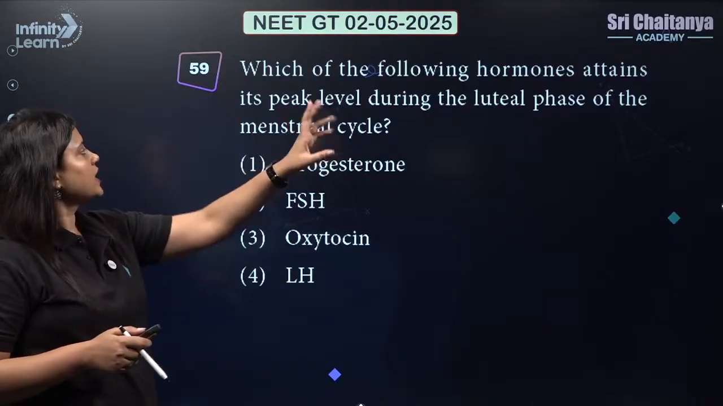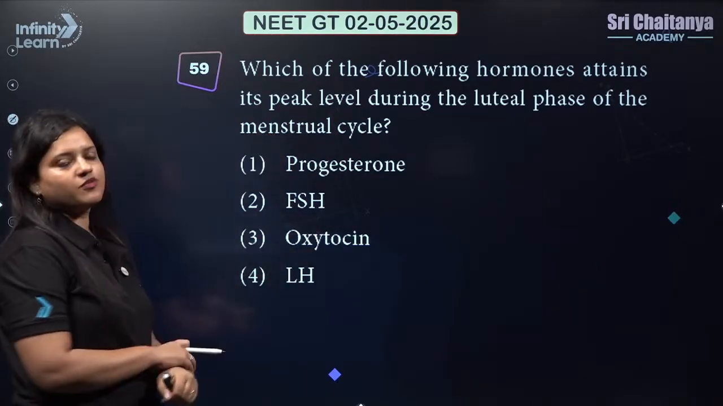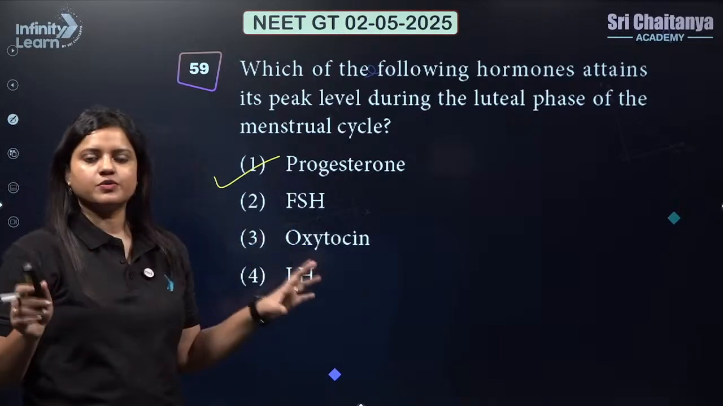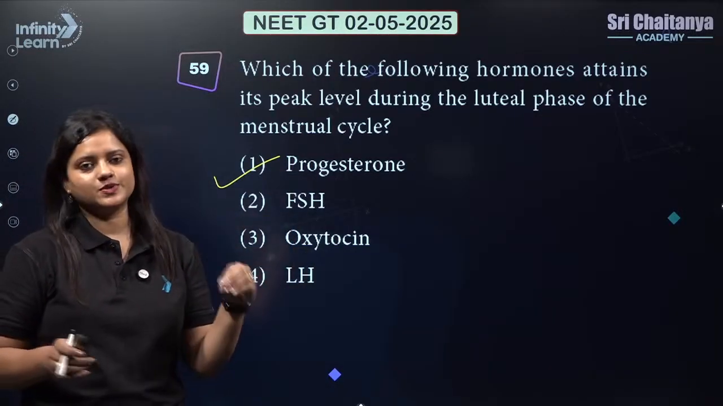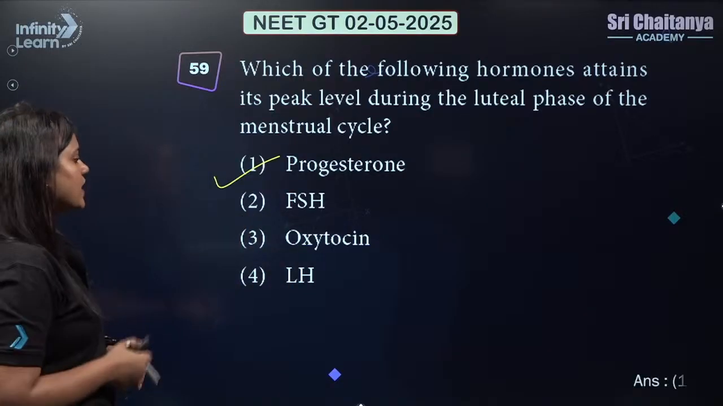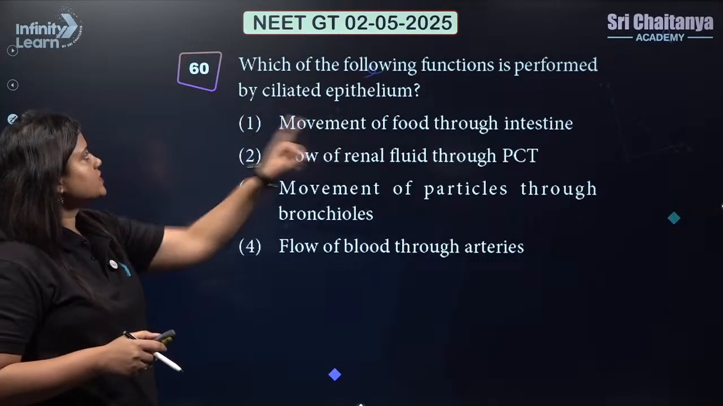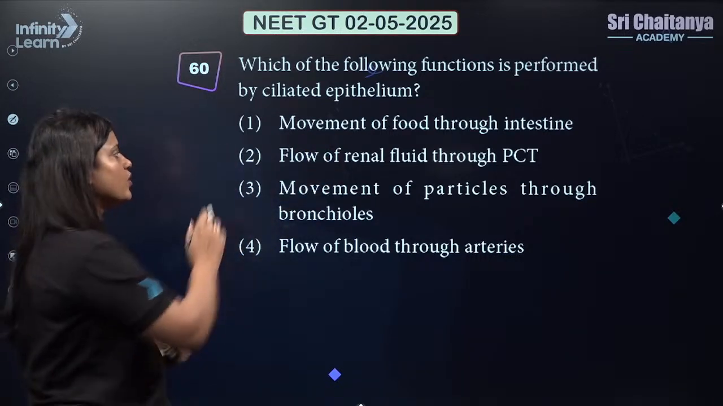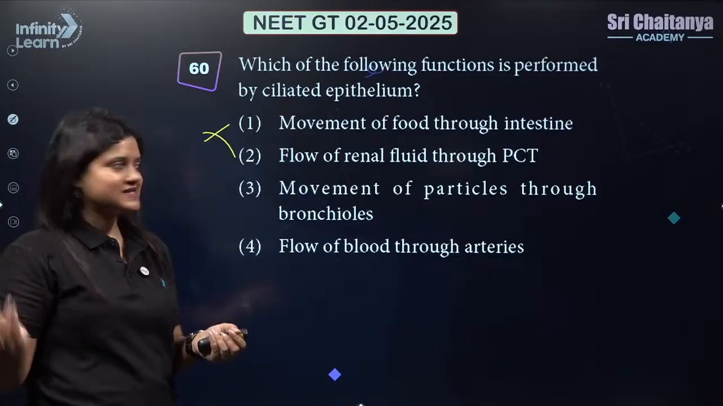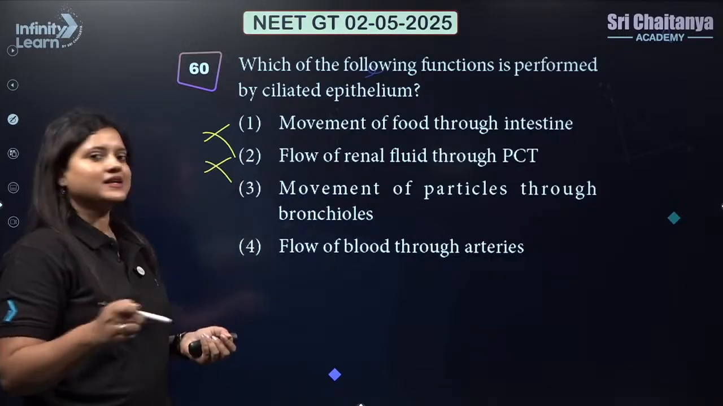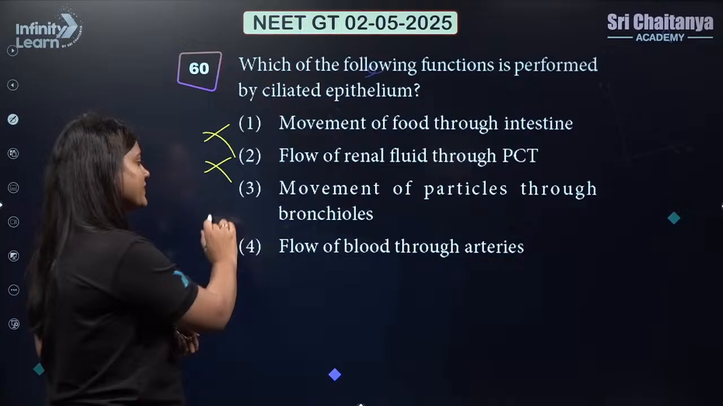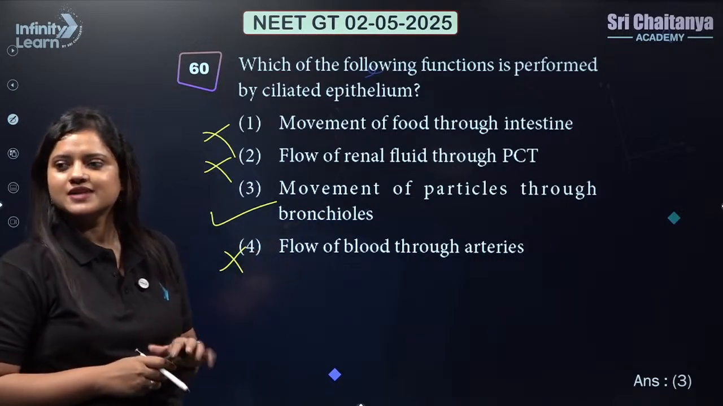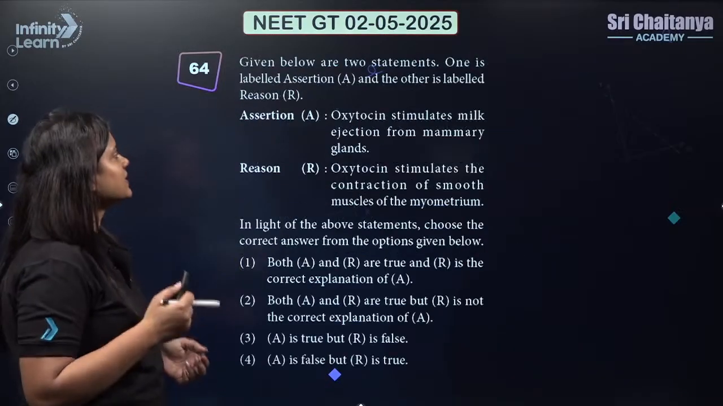Next. Which of the following hormones attains its peak level during the luteal phase of menstrual cycle? So definitely it will be progesterone, because a large amount of progesterone and a small amount of estrogen is produced by corpus luteum. So it's 1. Which of the following functions is performed by ciliated epithelium? Movement of food through intestine? No. Flow of renal fluid through PCT? No. Movement of particles through the bronchioles? Absolutely. Flow of blood through arteries? Not at all. So answer is 3. Very good, Mansa, Vrishti. Very nice.